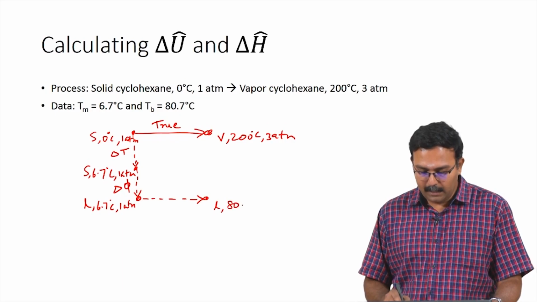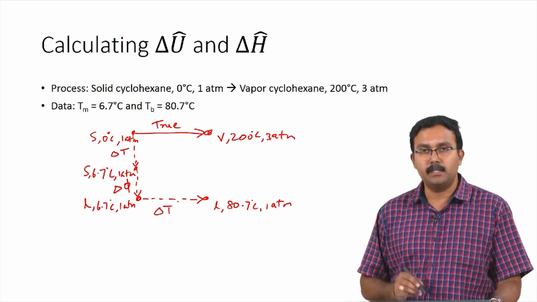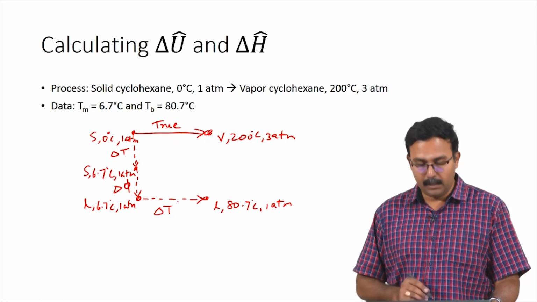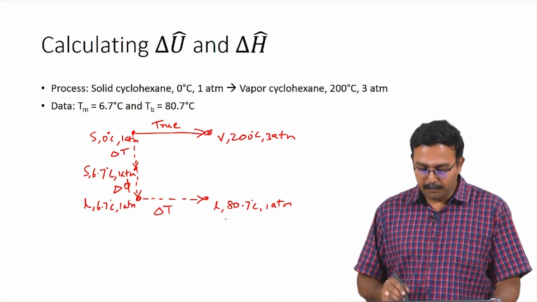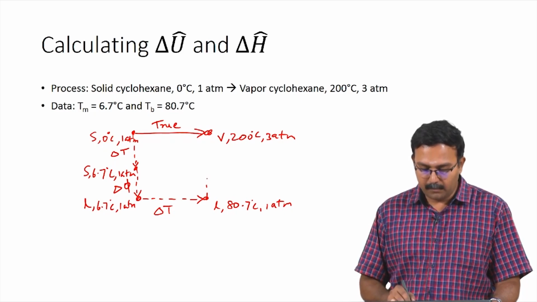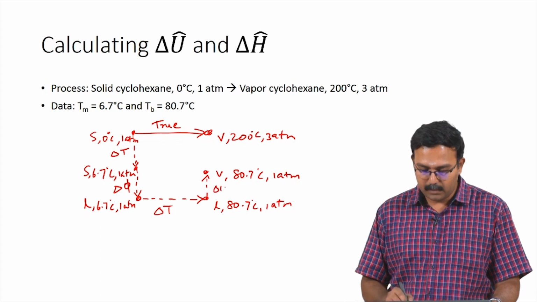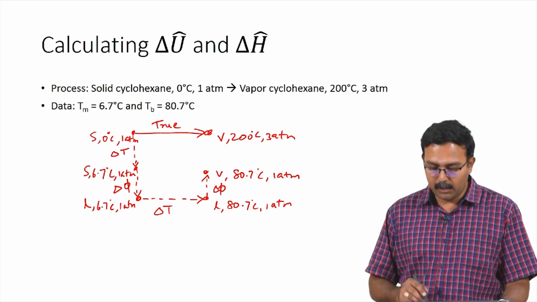to reach liquid at 80.7 degrees Celsius and 1 atmosphere. So here there is again only delta T, which is a change in temperature; the phase is still liquid, and pressure is still at 1 atmosphere. From here we can have a change in phase where it goes to vapor at 80.7 degrees Celsius and 1 atmosphere. So this is delta phi, there is only a change in phase here, temperature and pressure remain constant.